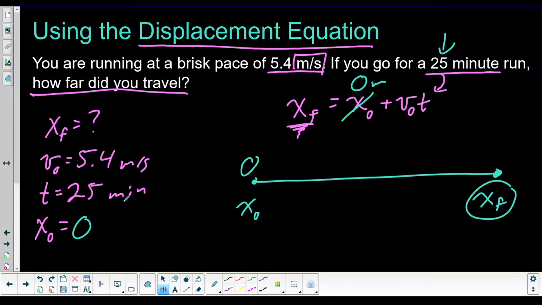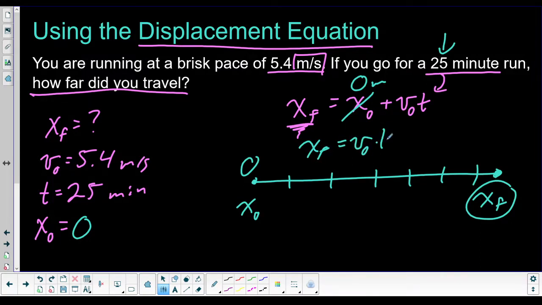I know that it took me 25 minutes to make this line. I want to know, what is the velocity? How quickly did I traverse this line? Okay. We are almost ready to apply our formula. X final equals velocity times time.